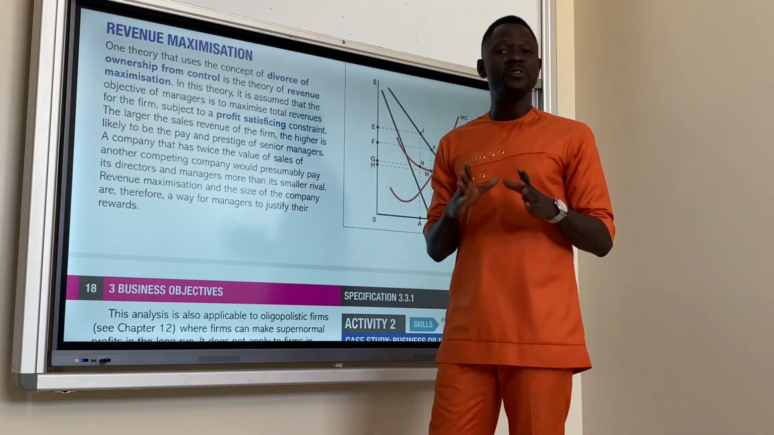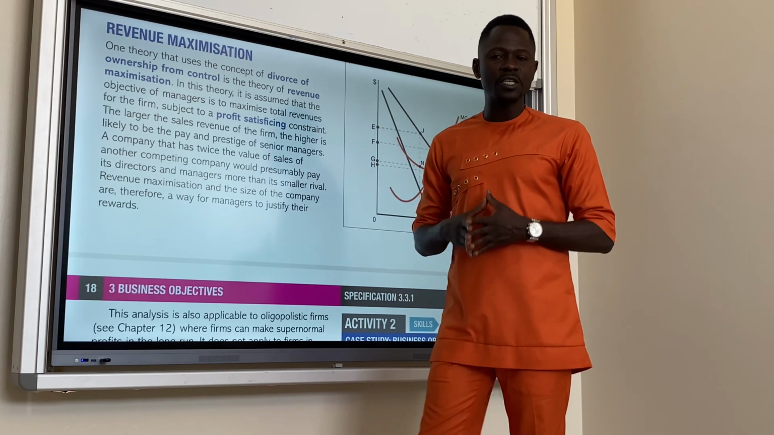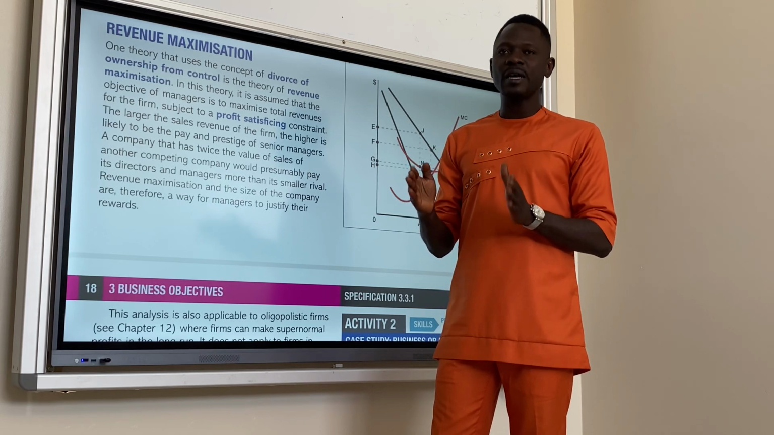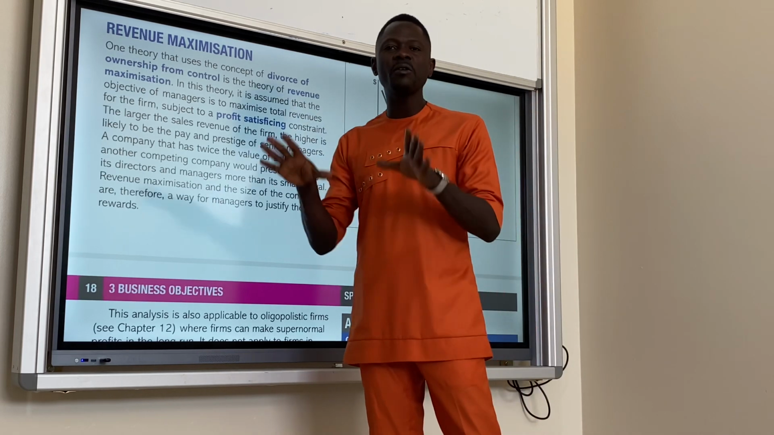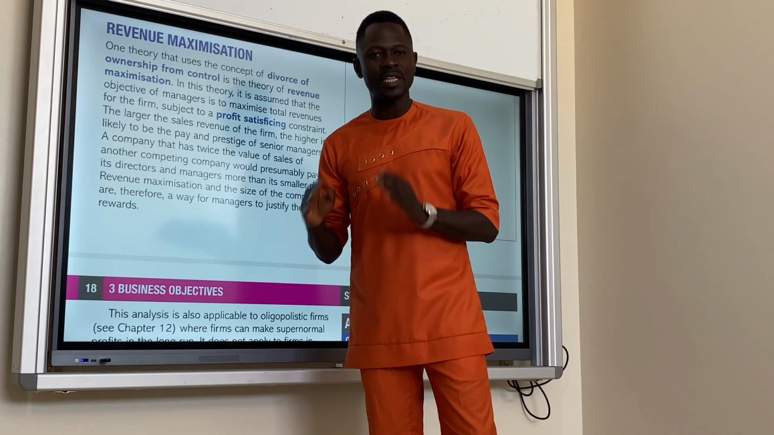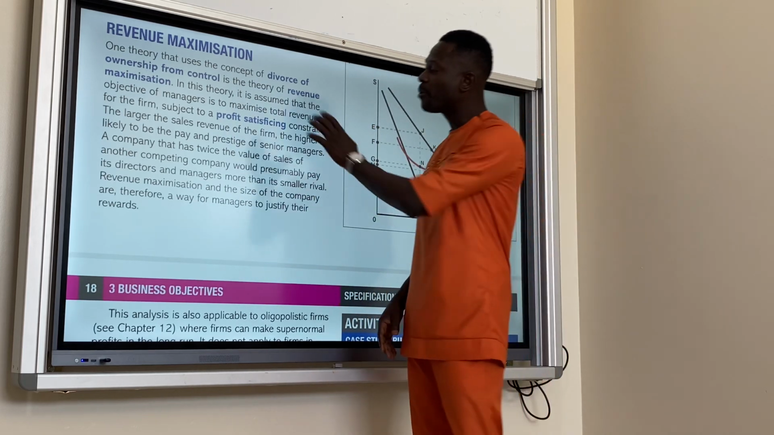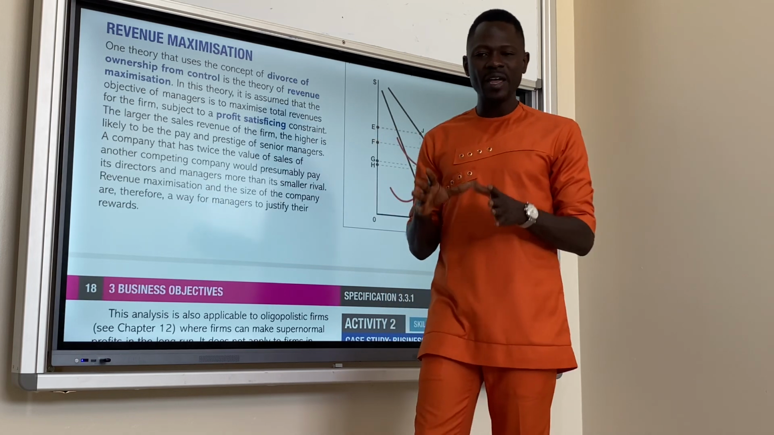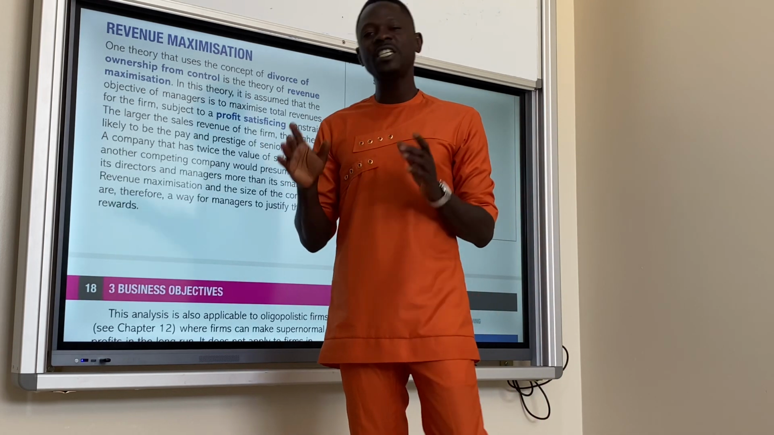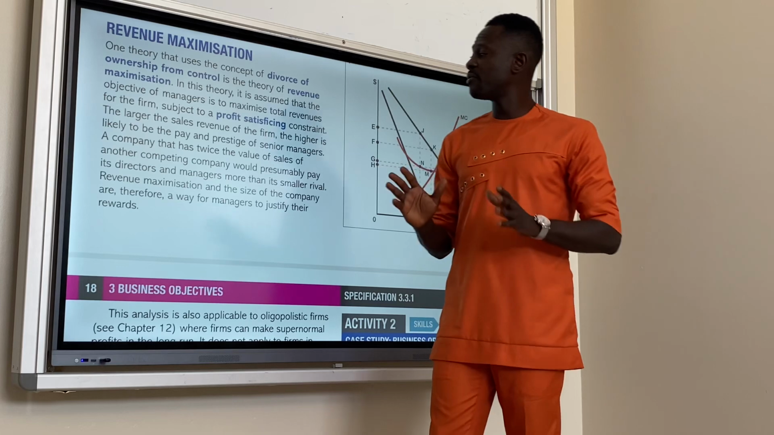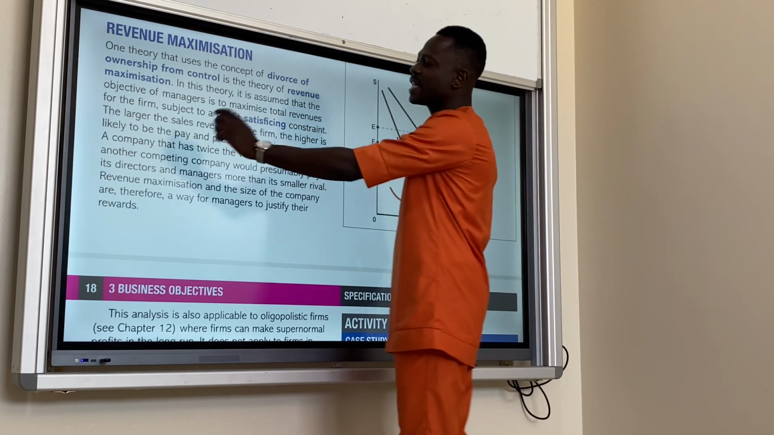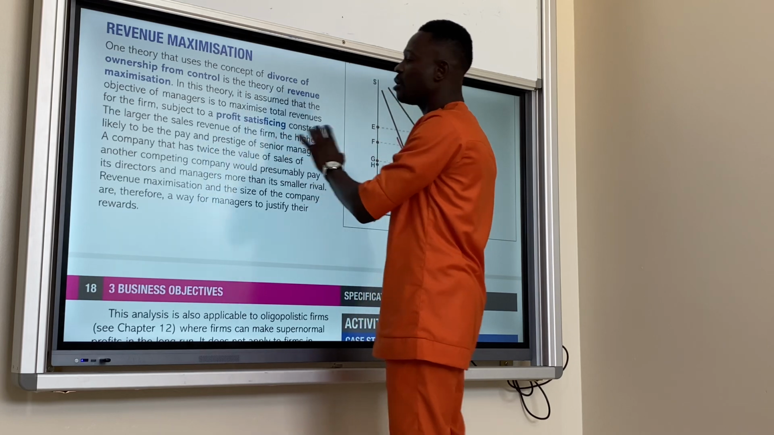It is not the same as profit maximization. For profit maximization, it simply means that the firm's objective is making the highest possible profit within the industry. But for profit satisficing, it simply means that the profit made by the firm is enough to make the shareholders happy. So the larger the sales revenue of the firm, the higher is likely to be the pay and prestige of senior managers.